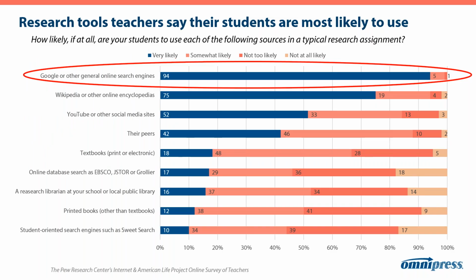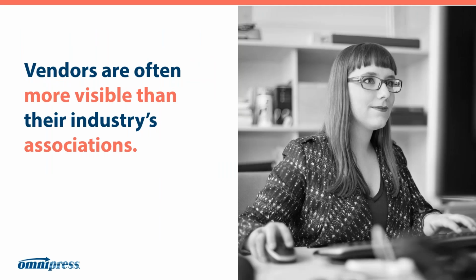In fact, the Pew Research Center conducted a survey of middle and high school teachers. 94% of these teachers said their students are very likely to use Google as one of their primary sources of research. And as the parent of two teens, I can tell you that I absolutely see this firsthand. That means that as working adults, they're still turning to Google or to Bing. And when they do, they need to be surrounded by your content. So the question then is, are they?